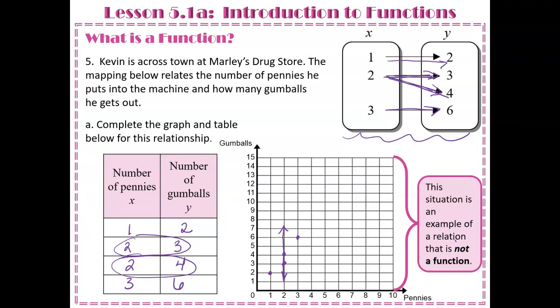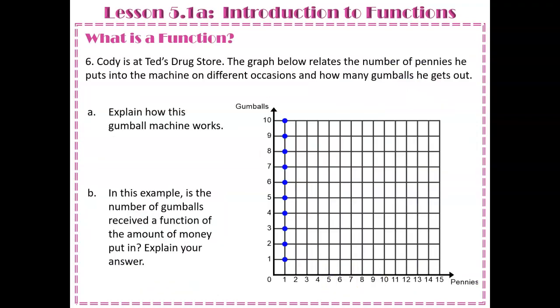All right, moving right along, we got Cody. He's at Ted's drugstore. The graph below relates the number of pennies he puts into the machine on different occasions. So let's explain how this works. Every time Cody puts in 1 gumball, 1 penny, a different number of gumballs comes out. So every time Cody puts in a penny, a different number of gumballs comes out.